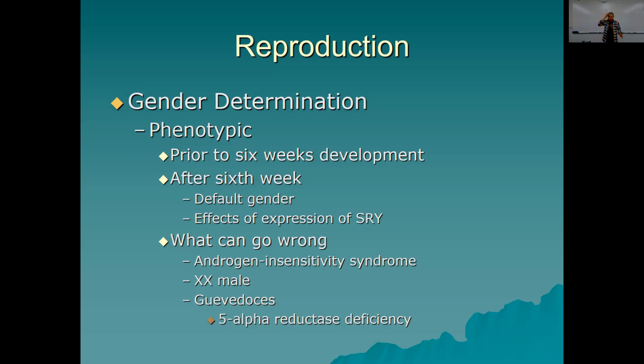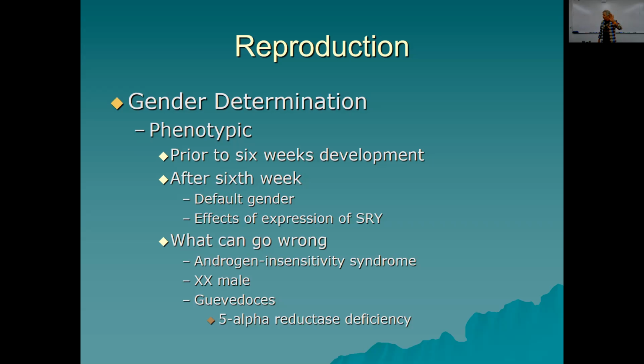All right. It doesn't really talk about it that much in the book. Well, it does talk about it, but it doesn't say much about what can go wrong and everything else. Okay. So, what happens at 6 weeks?